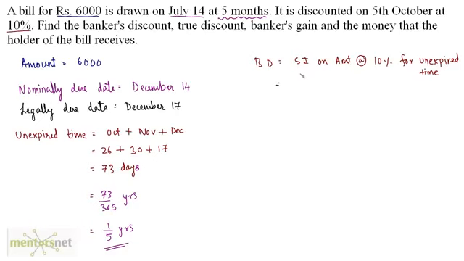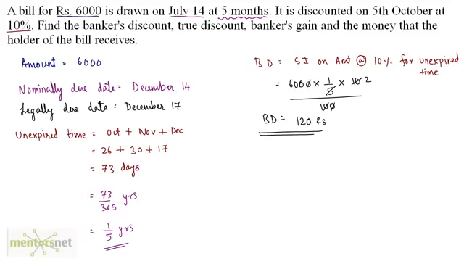So this is the simple interest on the amount. So what is the amount? Amount is 6,000. So 6,000 times n. N is 1 by 5 years. So 1 by 5 times the rate is 10 upon 100. Okay, 5 times 2 is 10, and these zeros get cancelled out. So 60 times 2, that's 120 rupees is the banker's discount.